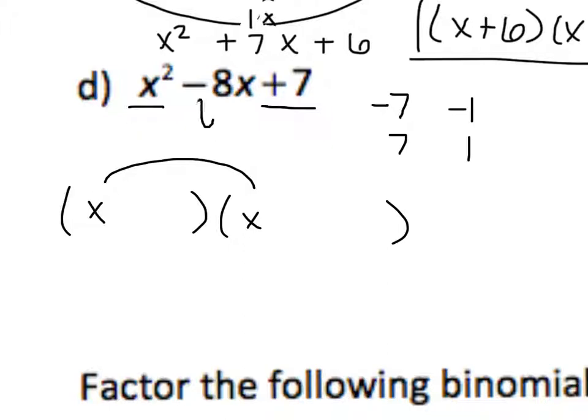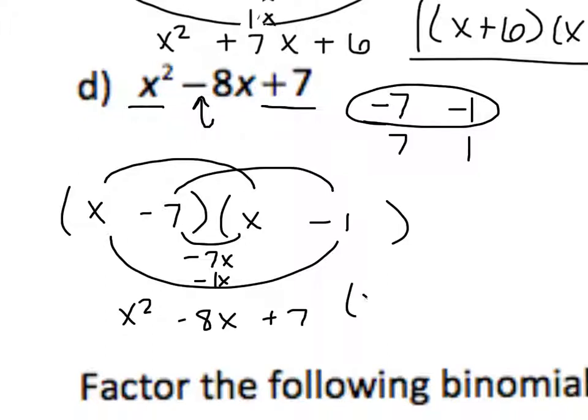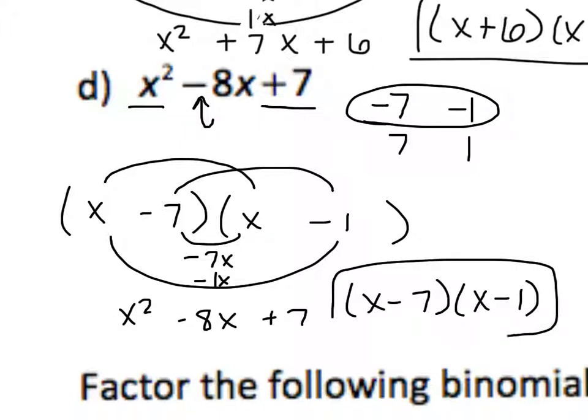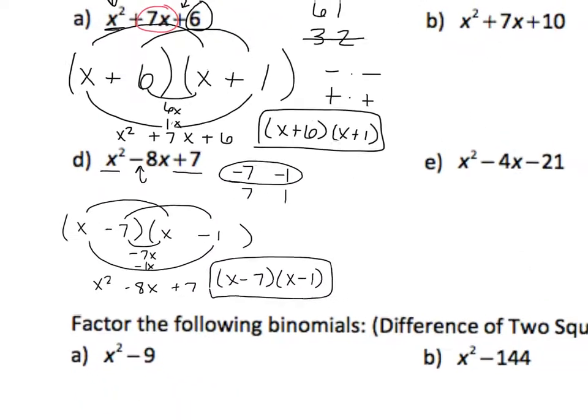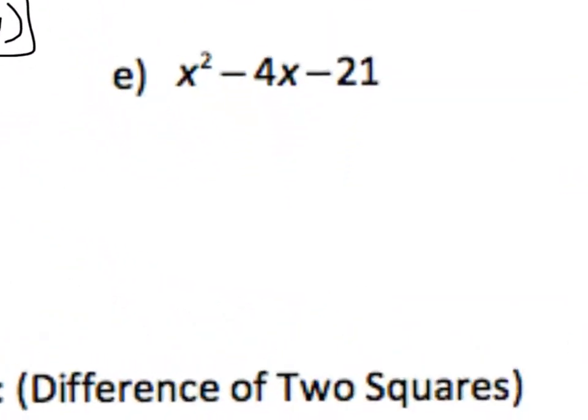Now I notice that this middle term has got to be negative, so chances are I'm probably going to take those 2 negative numbers. So I'm going to put negative 7 and negative 1. I'm going to check the middles and make sure that I'm going to get a negative 8. And sure enough, I'll get x squared minus 8x plus 7. So my answer is x minus 7 and x minus 1. Now you can flip those factors around. You could have listed x minus 1 first. That doesn't make a huge difference. Okay. All right, the last one I'm going to walk us through is letter E.